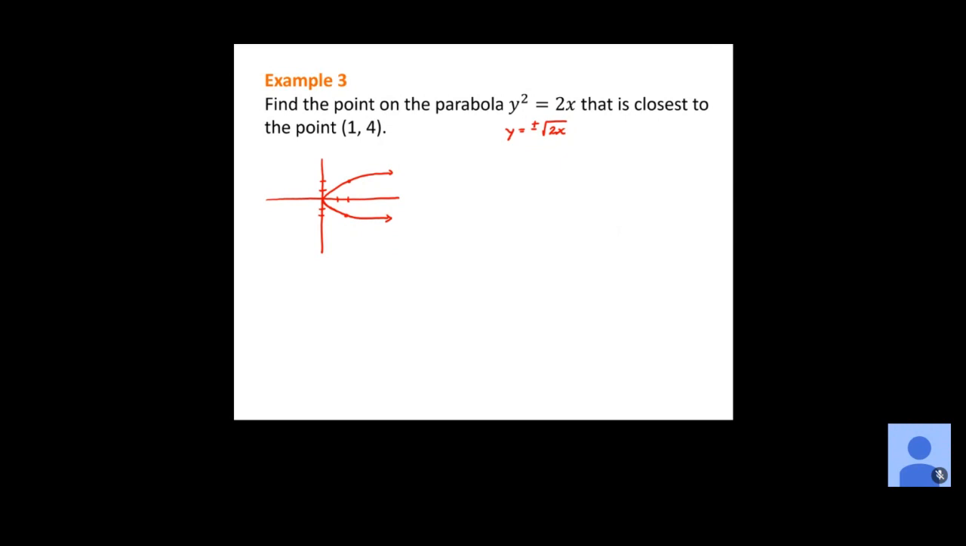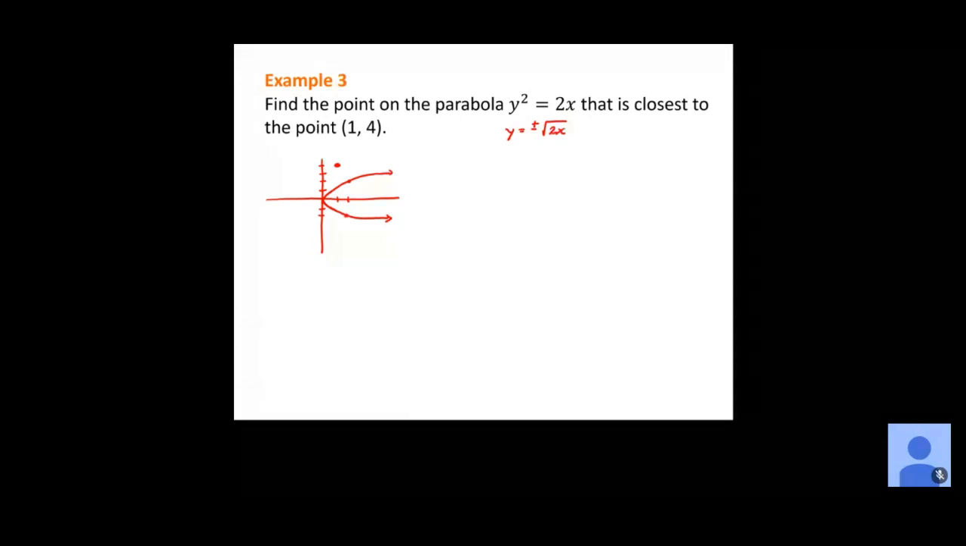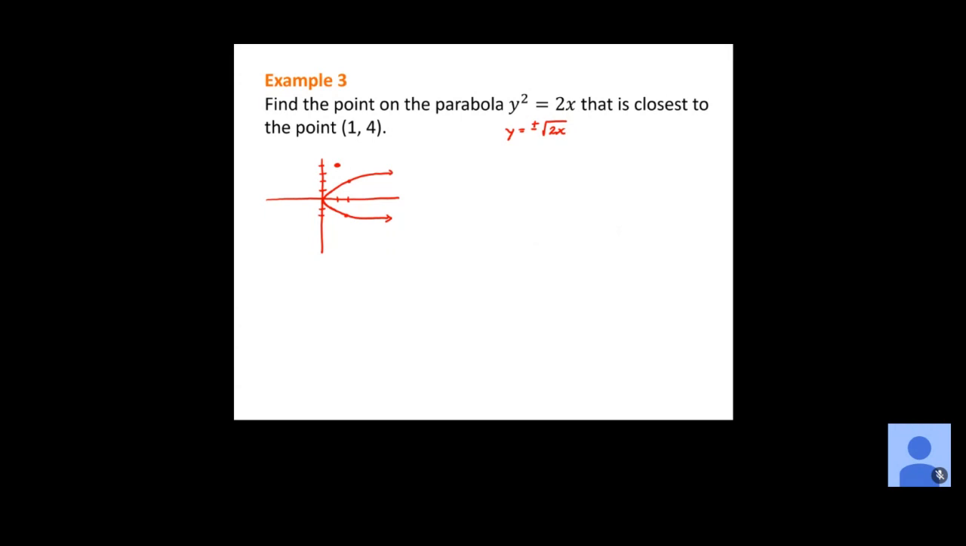Let me ask this. Is there anything else we could put on our graph? One, 4, right? So we know the point 1, 4. I'm going to go ahead and put that up here. So there's the point, right? And we're trying to figure out now, where is the point on the parabola that's going to be closest to that given point at 1, 4? So again, this is an optimization problem, meaning we're trying to minimize or maximize something.